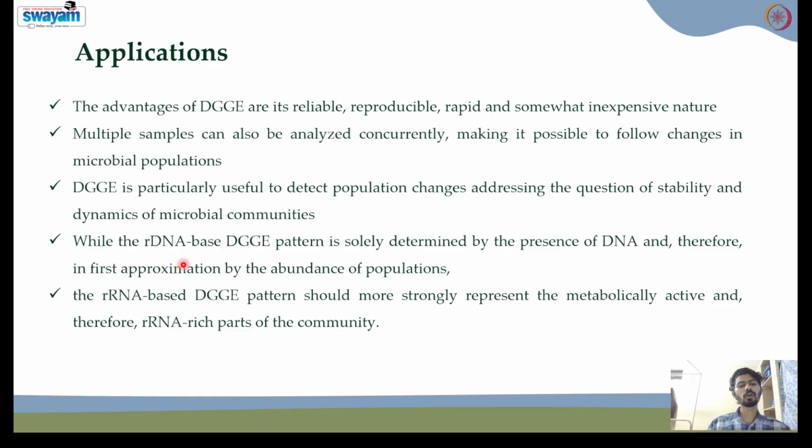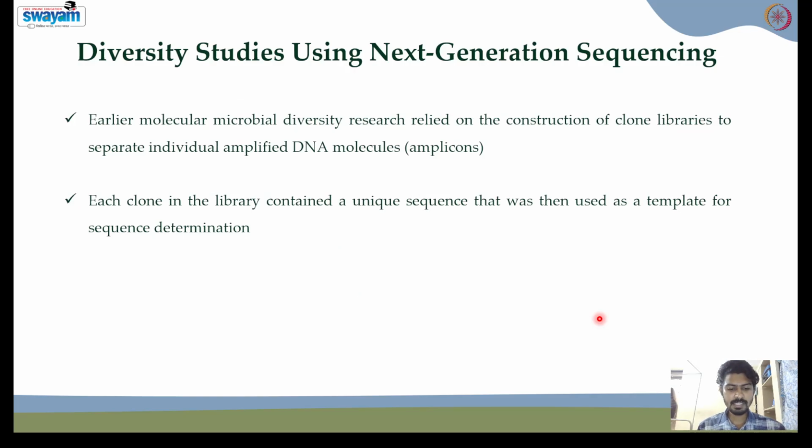So if you are going for a DNA based DGGE pattern, you could get the information of population abundance. And if you are going for an rRNA based pattern, here you could get the information about the genes which are metabolically active. So by using both, whether you are extracting the DNA or RNA, depending upon the sample, you can analyze different inferences out of it. So this too is one of the important methods, and we will see a few more advanced sequencing techniques.